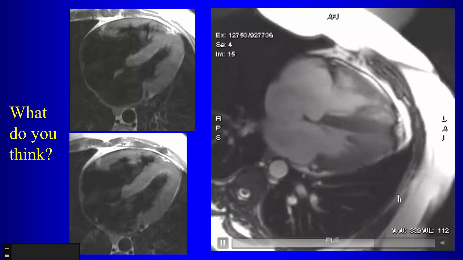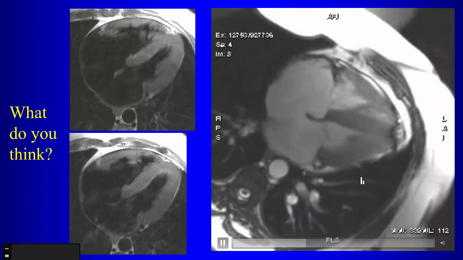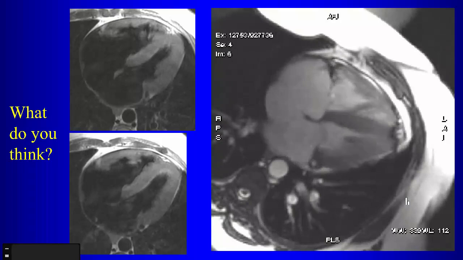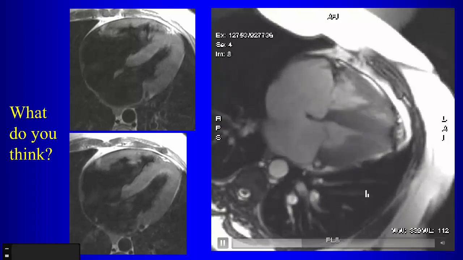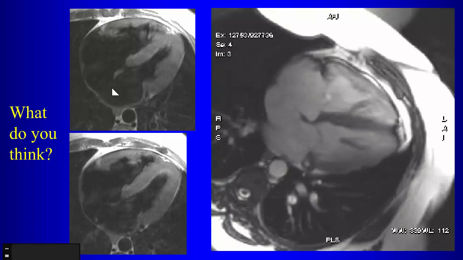So first, look at chambers. What chambers seem to be enlarged here? Right atrium, what else? Right ventricle, yeah, right ventricle also. What do you think of the thickness of the right ventricle here? Yeah, it's a little bit of hypertrophy there. So what's the problem? What's going on in this patient? Yes, you can see that there's an atrial septal defect here, right? So here's a patient with an atrial septal defect, right?